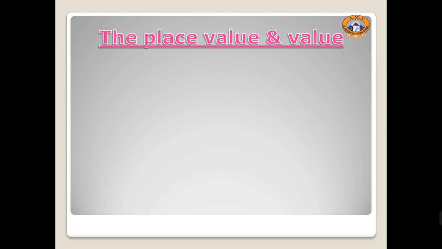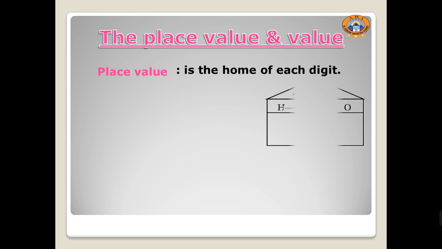The place value and value. Place value is the home of each digit. Also, place value means where the number lives. Look at the house or the home of place value. The home has 3 rooms. The first room is for ones, the second room for tens digits, and the third room for hundreds digits.